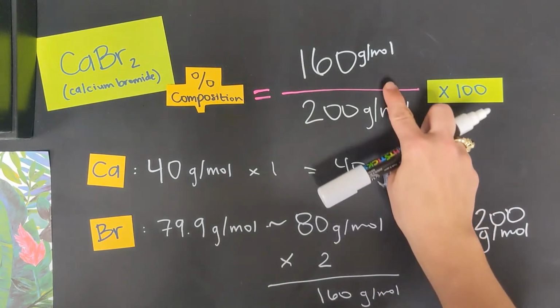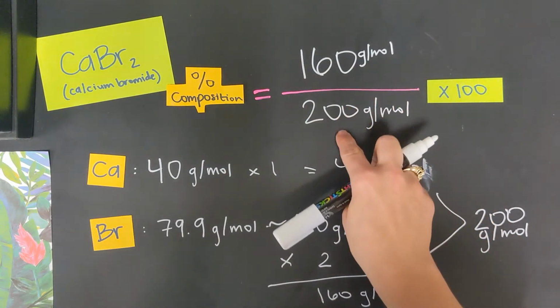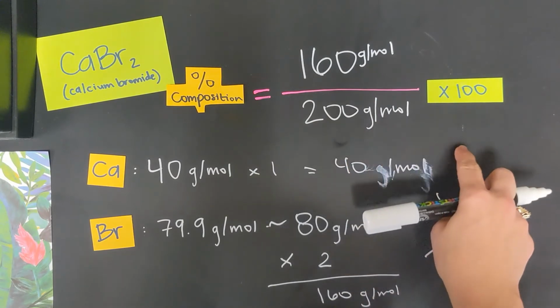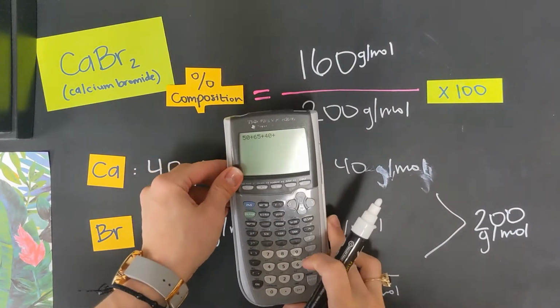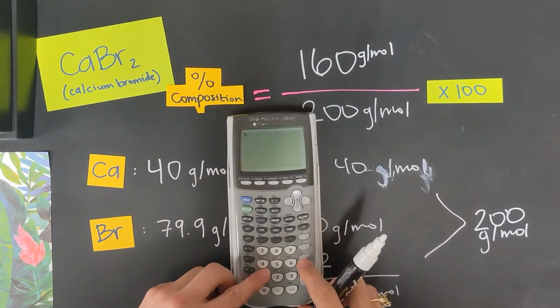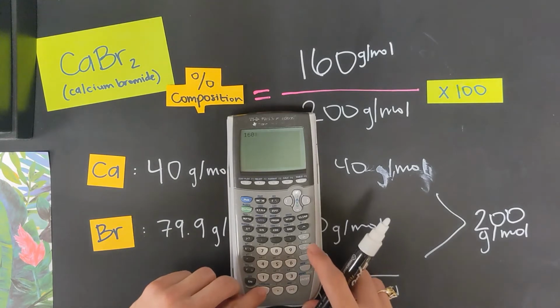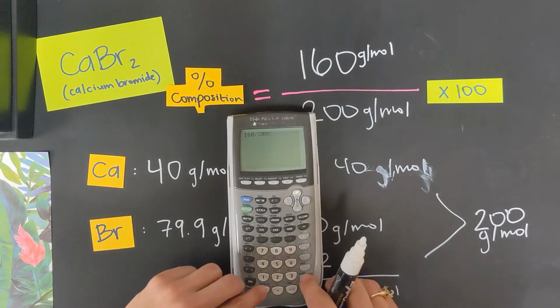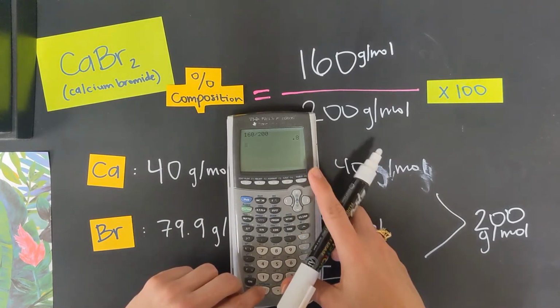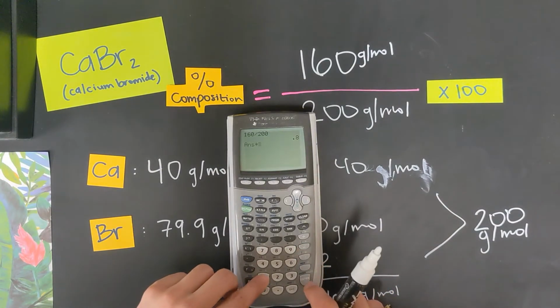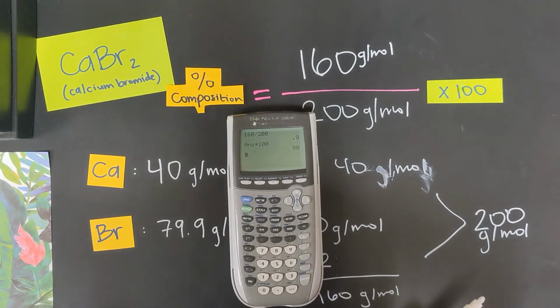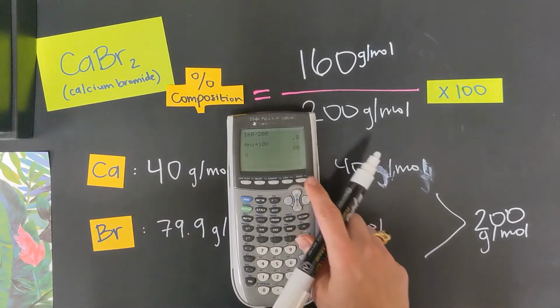So we're going to take 160 divided by 200, and then we're going to multiply that by 100. So here's my calculator. We have 160 divided by 200 equals 0.8. Now we're going to multiply that by 100. So I find that the percent composition of bromine in CaBr2 is 80%.